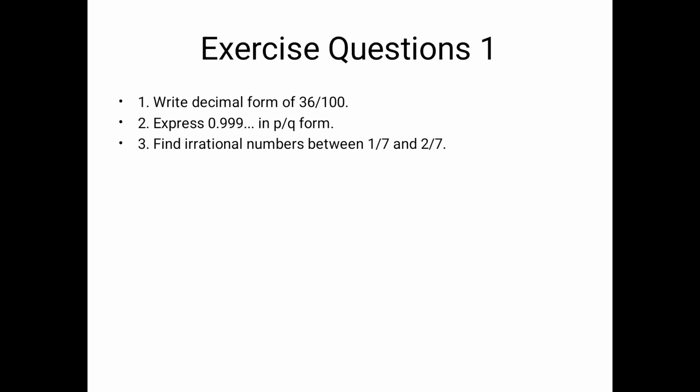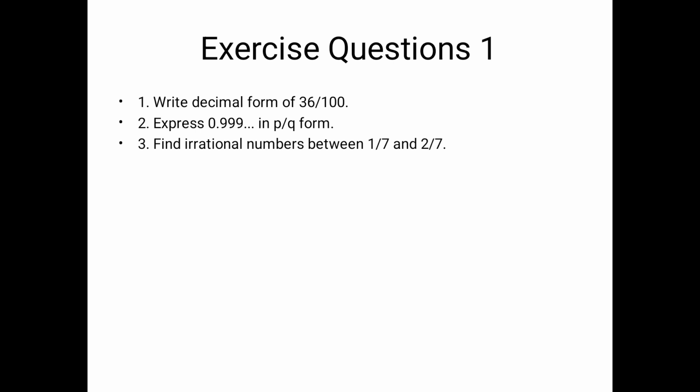Express 0.33 in p by q form. This is again similar to the examples I have shown you earlier. Since only one number is recurring and non-terminating, it is similar to the first example I have shown you. Try solving this. If you want me to solve all the exercises, comment in the comment section.